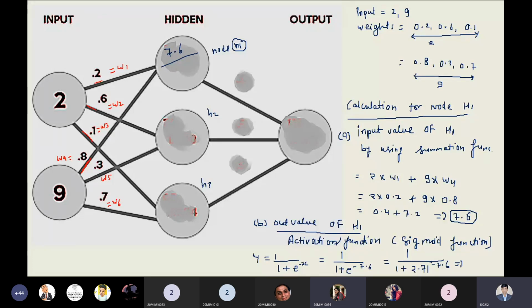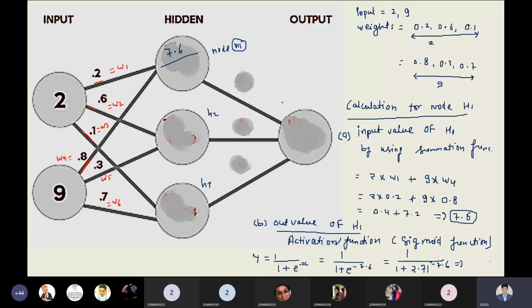0.0005. Sir, the total value? No, I need the total value, the final calculation of this value. Yes, sir. Calculate and tell me.